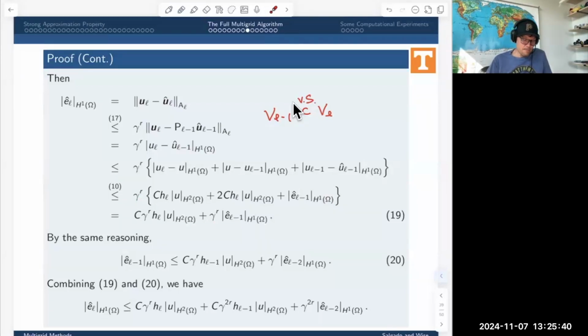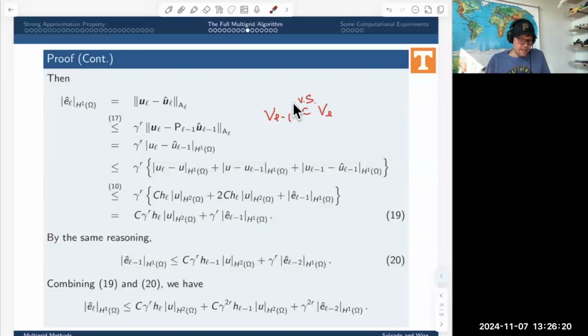Now, by the same reasoning, if we do the same analysis at the level below, we get a similar sort of thing. This is kind of an inductive step. If we do the same analysis at level L minus 1, we should get the same thing. These should be the same. The only difference is that instead of H_L, we're going to write H_{L-1}. We still have this same H2 Sobolev seminorm. We're going to get error at the next lower level, in this case level L minus 1. And this, again, is an algebraic error measured in the H1 seminorm.